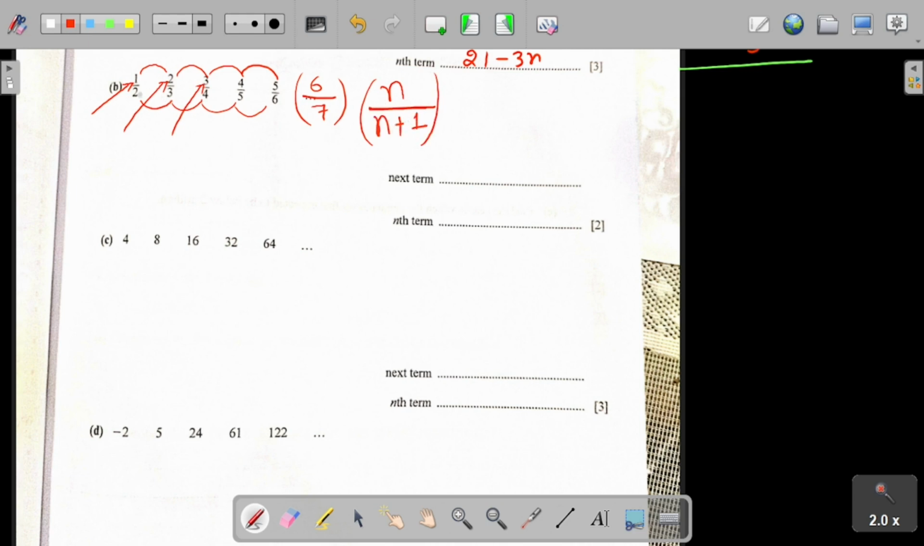Are you getting this? The first term has the numerator value 1, the second term has the numerator value 2, so it's a simple logic. So this answer will be 6 upon 7 and this will be n upon n plus 1.